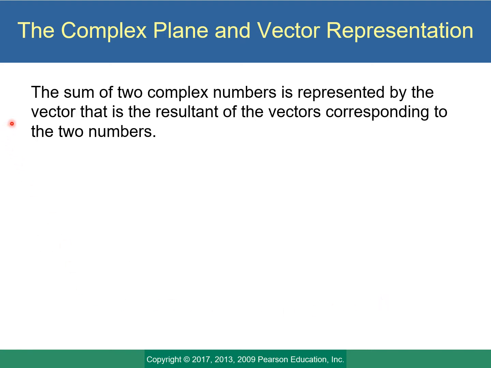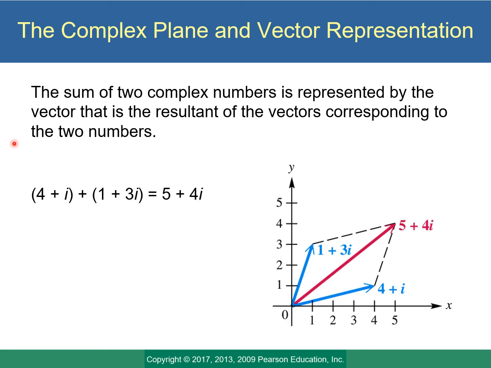Now the sum of two complex numbers can be represented by a vector. We talked about adding vectors a couple of videos back. The result when you add vectors is called a resultant vector, and we're just going to be adding two complex numbers. So this 4 plus i represents a complex number as a vector, and then 1 plus 3i is also a complex number, also as a vector.